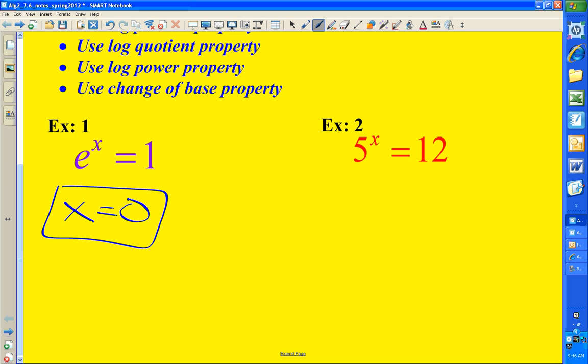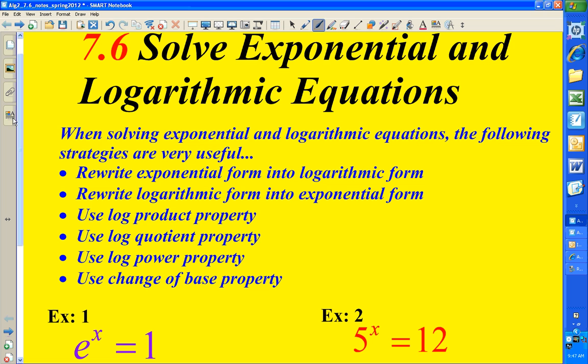The second example, 5 to the power of x is 12. No way. You can't do that in your head, and you can't do it on a calculator without a line in between. So I want to see what the next line is going to be. Now if you look at your strategies here, the first two are the definition of a log. Press the button. These four are the properties we learned in the last couple sections before break: product property, quotient property, power property, change of base property.